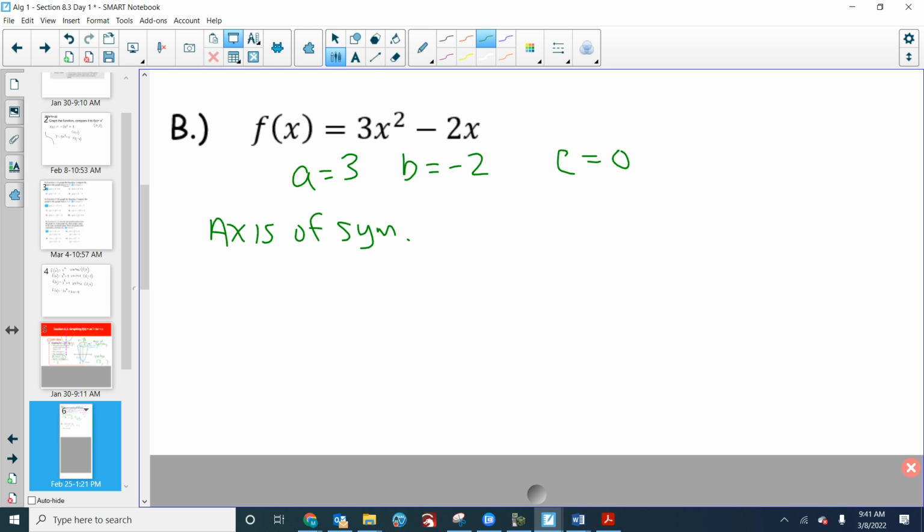Axis of symmetry. What's my formula? My equation. X equals what? Write it down. X equals -b over 2a. Negative b.